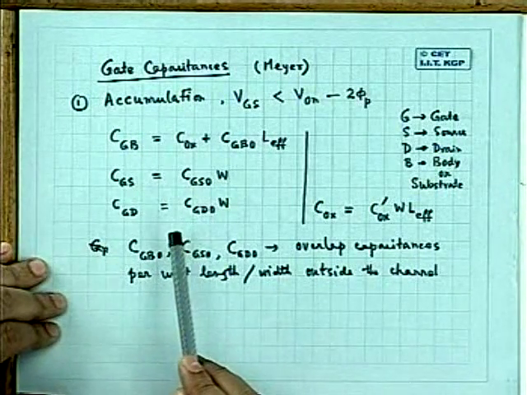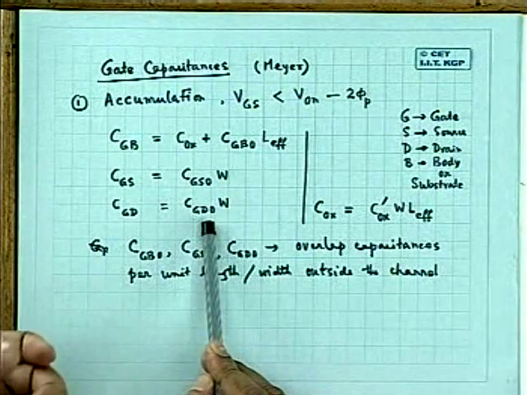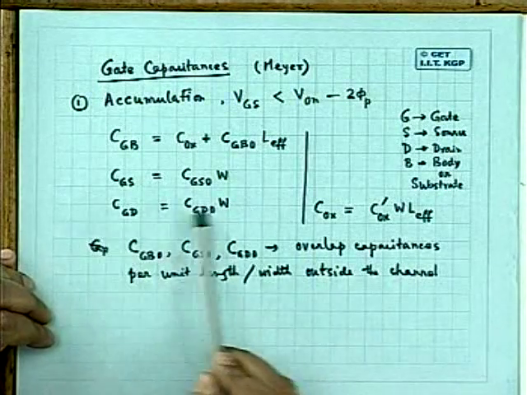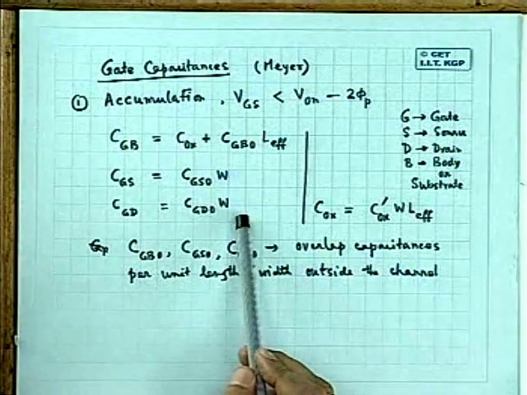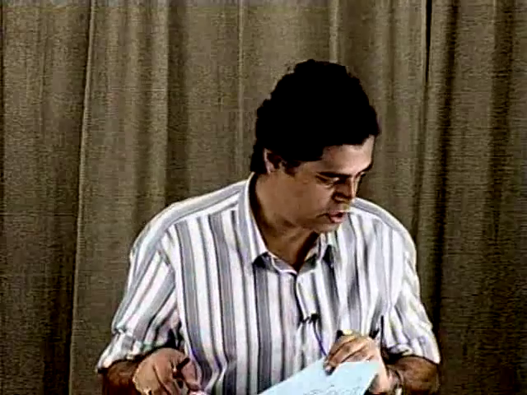CGDO is the gate to drain overlap capacitance per unit width, multiplied by the width gives you the total gate to drain capacitance. Please note, now the channel is absent. The conducting N plus layer connecting source and drain is absent in accumulation. So this is the model they use.